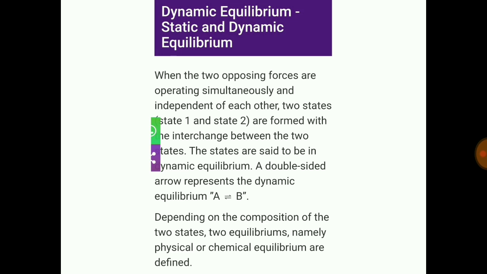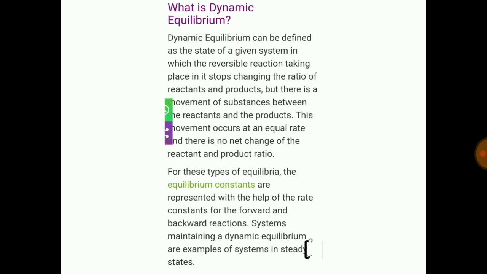Depending on the composition of the two states, two equilibriums, namely physical or chemical equilibriums, are defined. Dynamic equilibrium can be defined as that state of a given system in which the reversible reaction taking place in it stops changing the ratio of reactants and products. But there is movement of substance between the reactants and the products. This movement occurs at an equal rate and there is no net change of the reactant and product ratio.